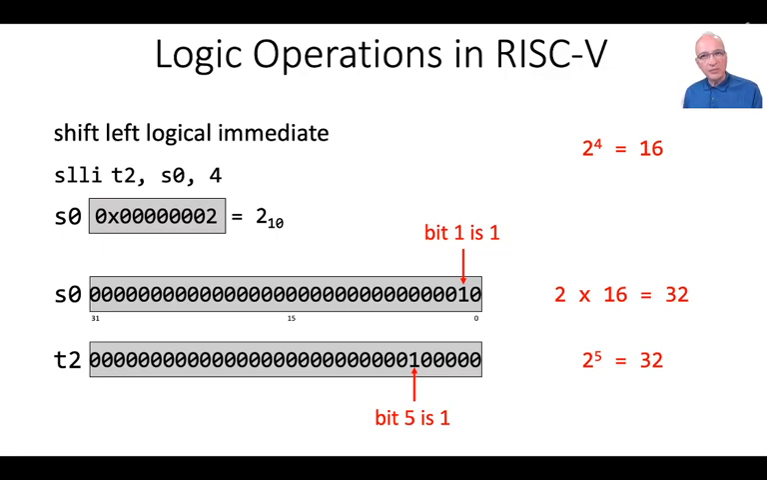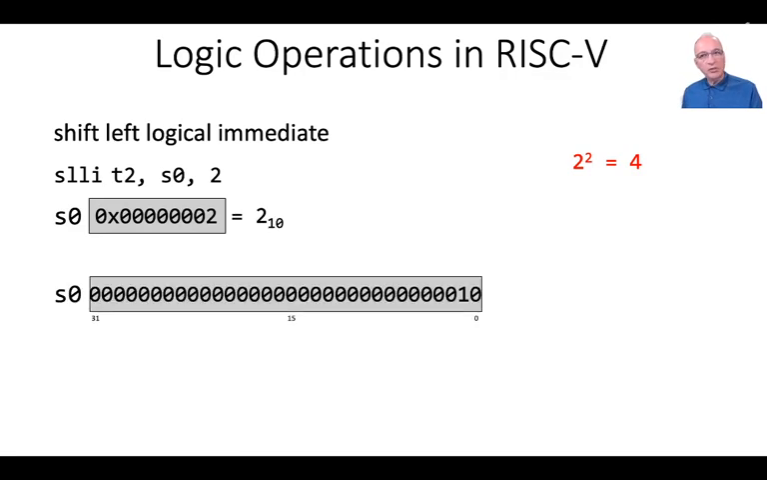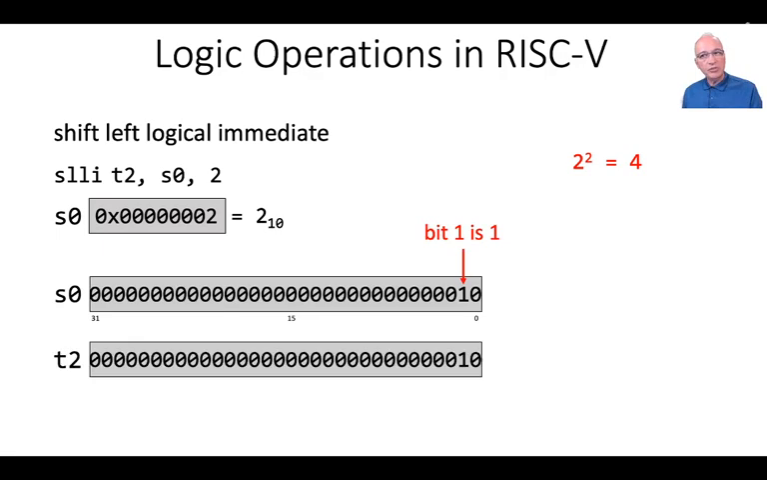Let's look at a second example quickly. In this case, we are shifting left by 2, and we need to remember that 2 to the power of 2 is equal 4. So again, the same operation that we did before, we have the number 2, and in this situation, we are shifting left by 2 positions. So now in my new representation, we have the bit 3 equal 1. And again, 2 times 4 is equal 8, and 2 to the 3 is equal 8. So we have seen that again, by shifting by 2, we did the equivalent of multiplying by 4.